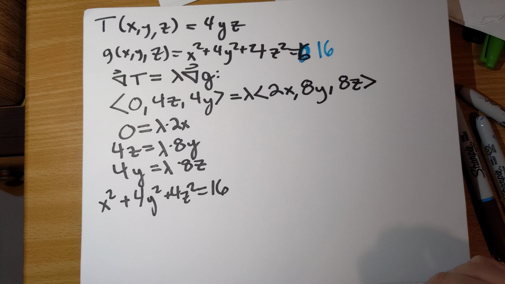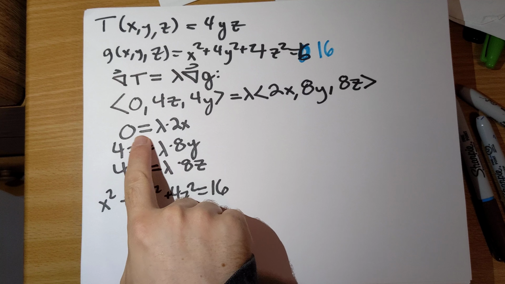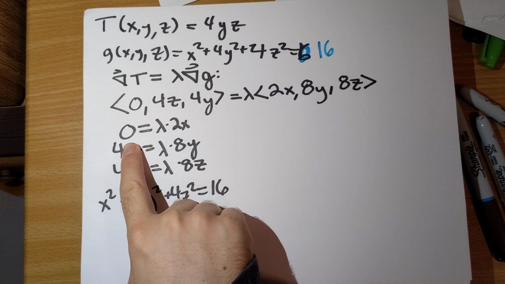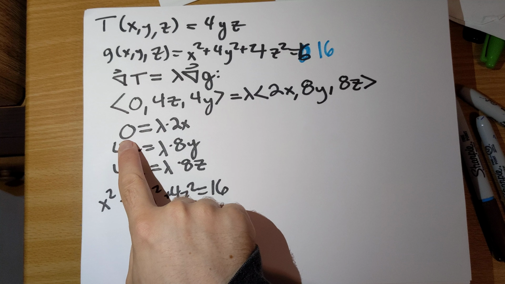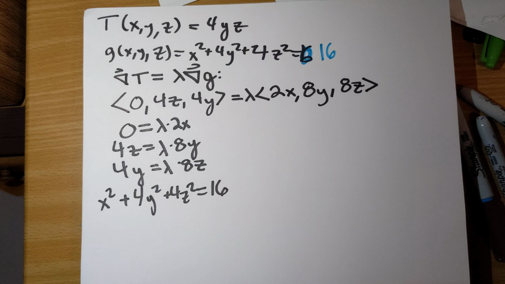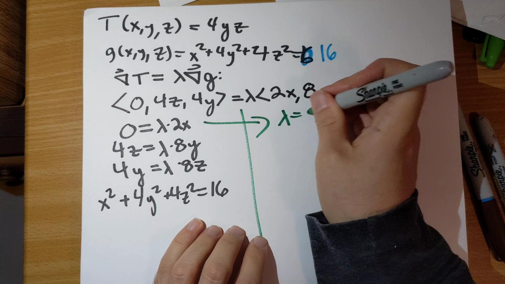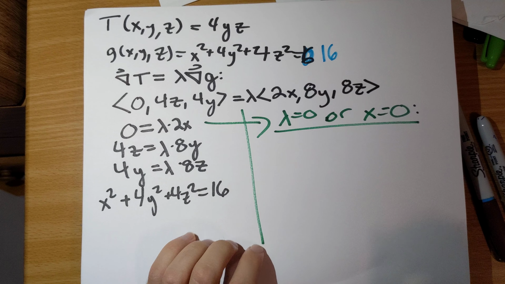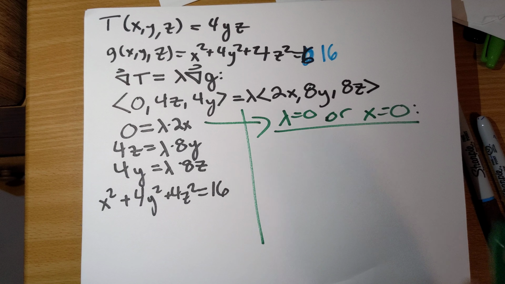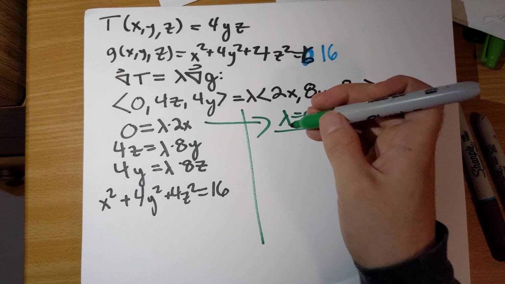Okay, so we need to solve these equations here. I'm going to do it by cases. So for this first one, there are 2 possibilities: 0 is equal to lambda times 2x. This says either lambda has to equal 0 or x has to equal 0. I'm going to take the easier case first, the case where lambda is equal to 0.